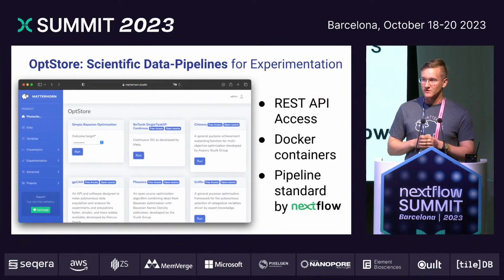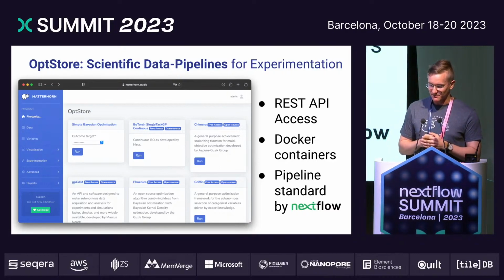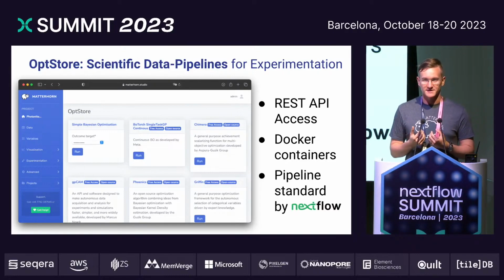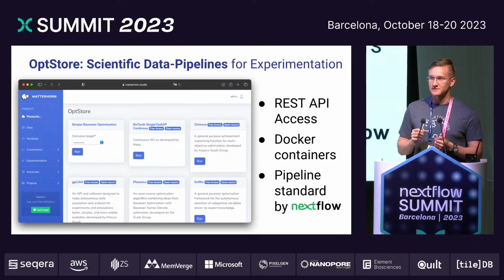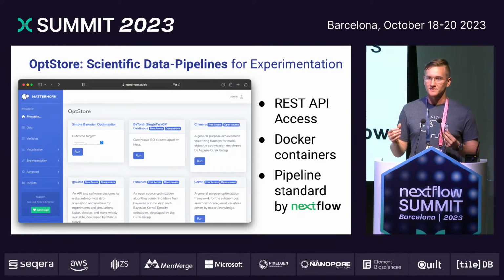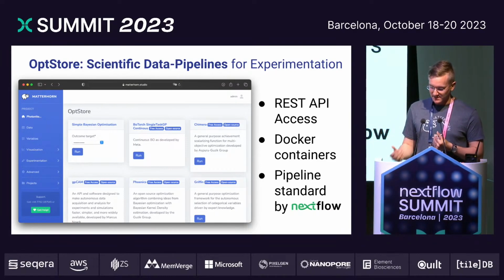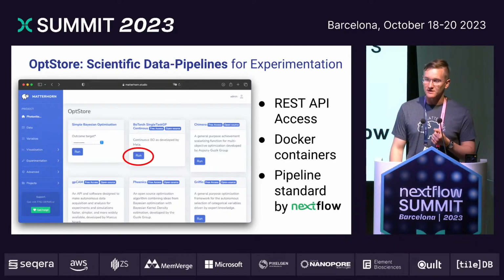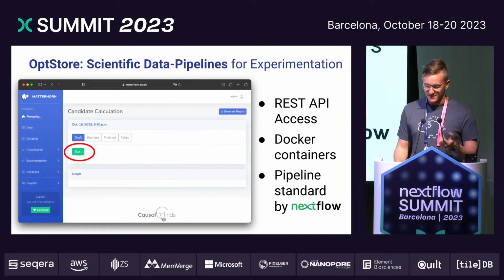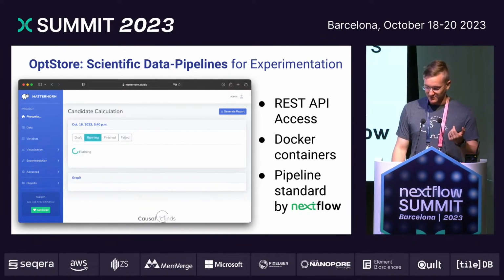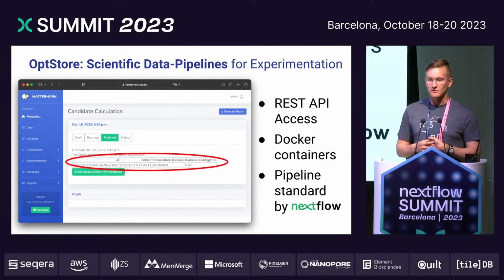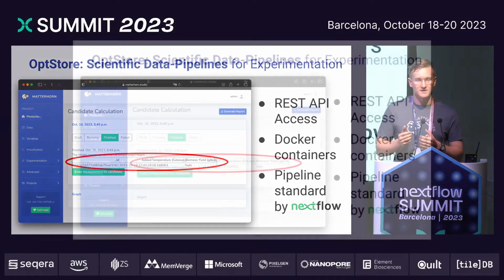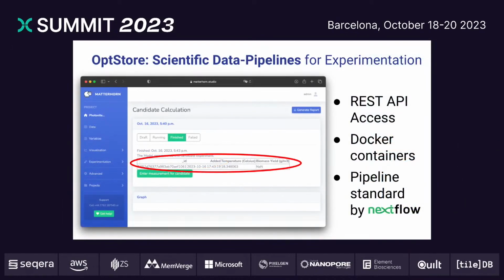So we put together something called the OptStore, which is an optimization store. It's basically just a place where you have access to all of these algorithms. There's a REST API. It's based on Docker containers. And of course, as you can imagine, it's using Nextflow pipelines to structure all these algorithms and put them in one central place. Right now, you can just click on a button here, click on Run. If you set up your data, it will create a draft. You click on Start here, it will go into running mode, and then it will give you the next experiment to run. Either you pipe that into your lab robot with REST API again, or you just go and do it by hand.